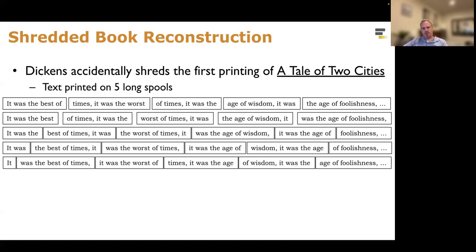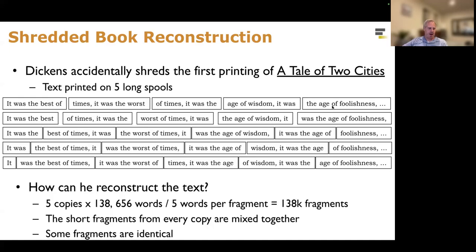So this long molecule gets chopped up. We can do all the sequencing. By analogy here, we have long books. They get chopped up, and we get all these slips of paper. And the problem that we were facing is, well, how can we reconstruct the text? How can we reconstruct that original text?